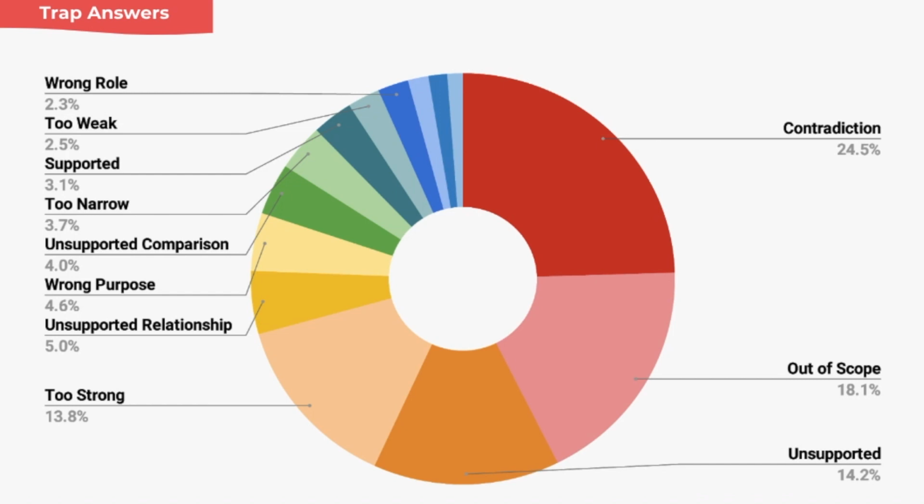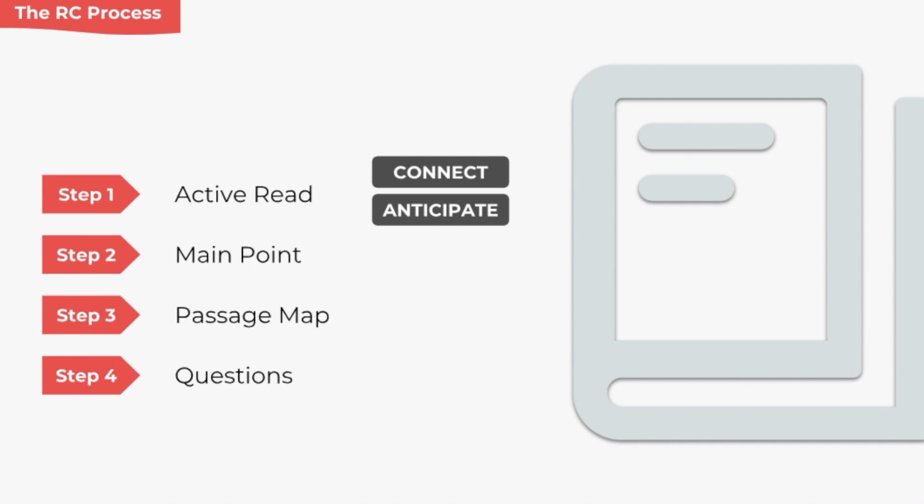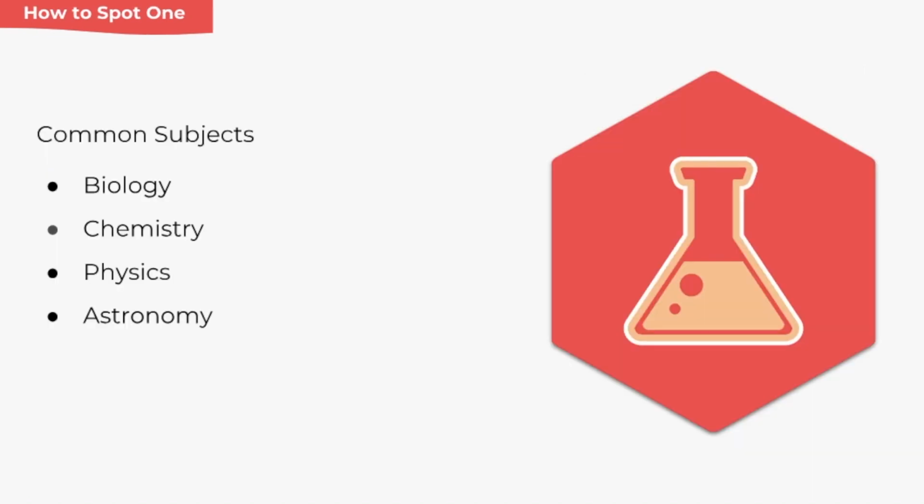So in summary, remember to actively read the passage, which means to connect personally to the information, or at least try to anticipate where the passage is going to go so that you can stay focused on the big overarching trajectory of the passage. Make sure that you identify the main point when you get done reading it. Understand how each of the parts of the passage relates back in service of that main point, and then go take a look at the questions. The subjects that are common to the science topic in RC are biology, chemistry, physics, astronomy, your standard natural sciences.